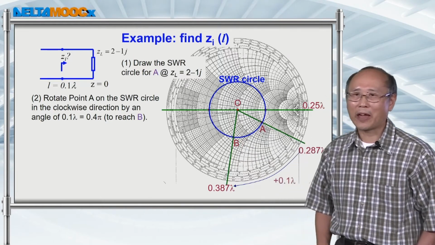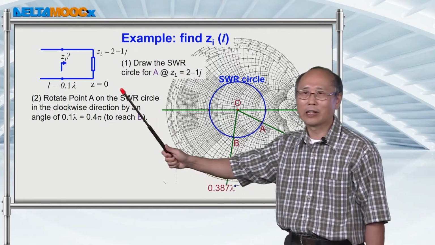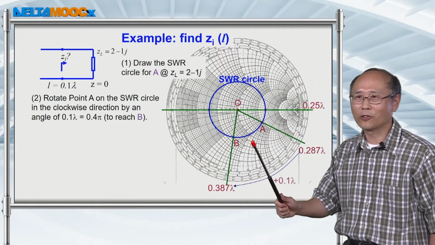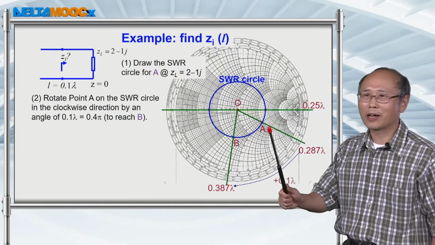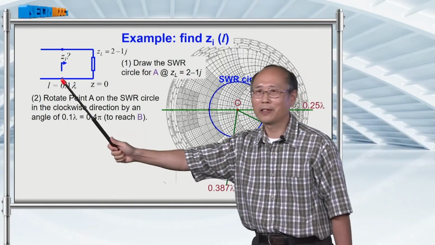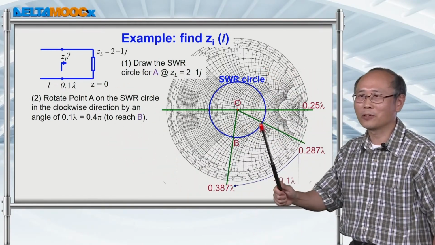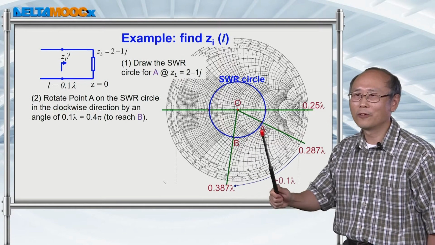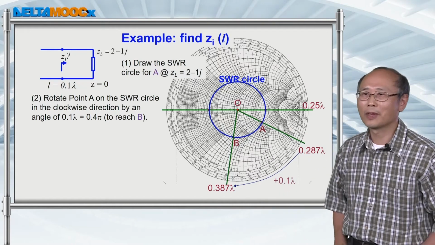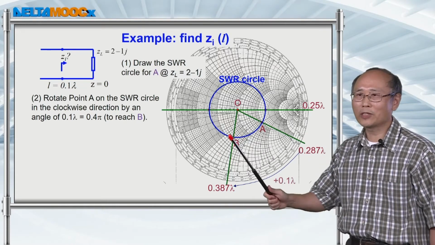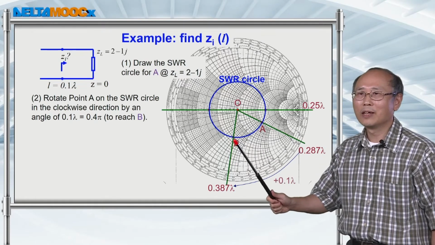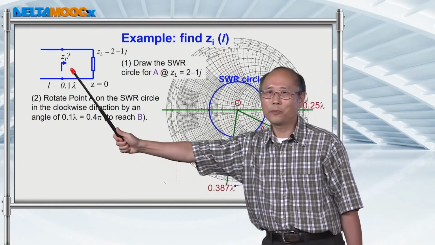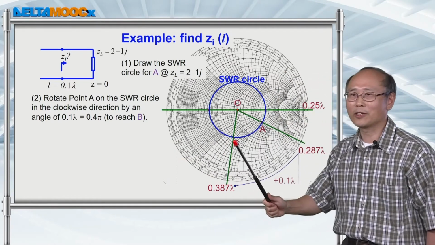And I want to emphasize again that for a given transmission line, your SWR circle is already fixed. So when you move on this line, it corresponds to you moving on this SWR circle from A to B. And so once you have this point B, you can start to read the input impedance at this location.